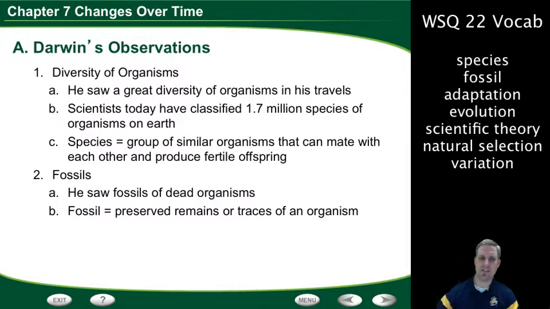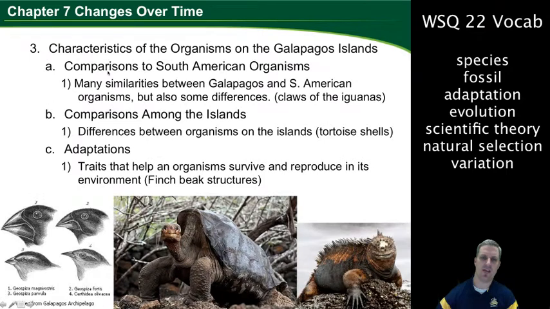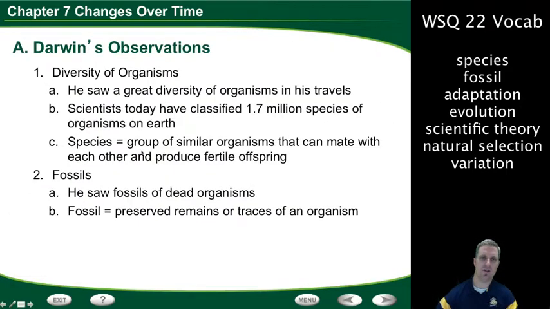Now, a species is just a group of similar organisms that can mate with each other and produce fertile offspring. So any organisms that can mate and produce fertile offspring that can reproduce are considered the same species group.